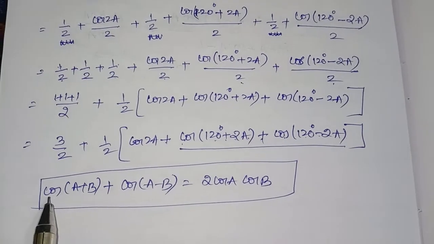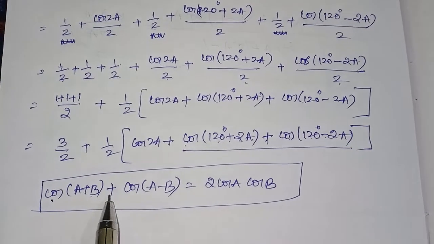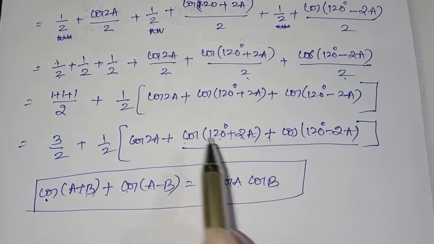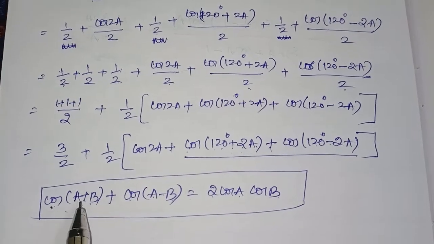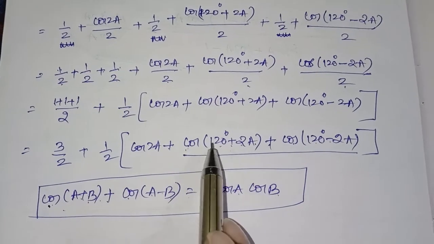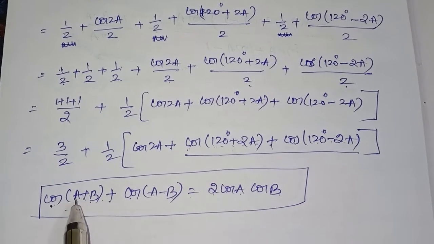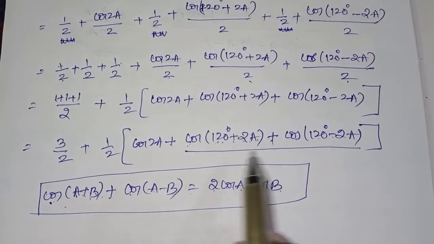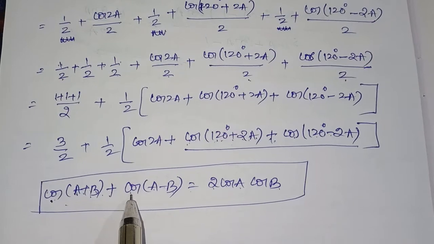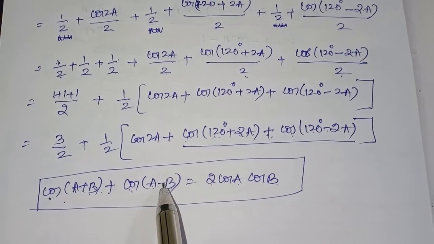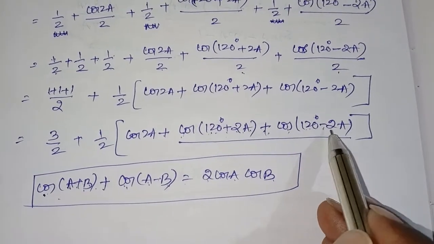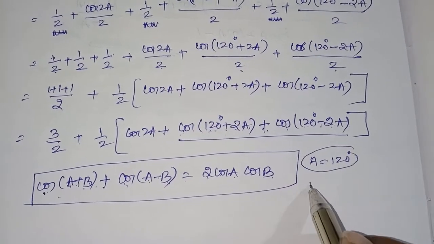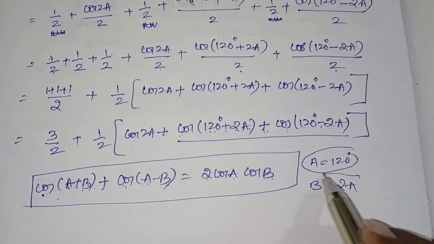See, the formula is cos(A+B) + cos(A−B) = 2 cos A cos B. If we compare these two, here is cos(a+b), here is 120 + 2a. So A = 120, B = 2a. Next, in the formula it is plus, here also plus. In the formula we have cos, here also cos. Here is A − B, here is 120 − 2a. So A = 120 degrees and B = 2a.